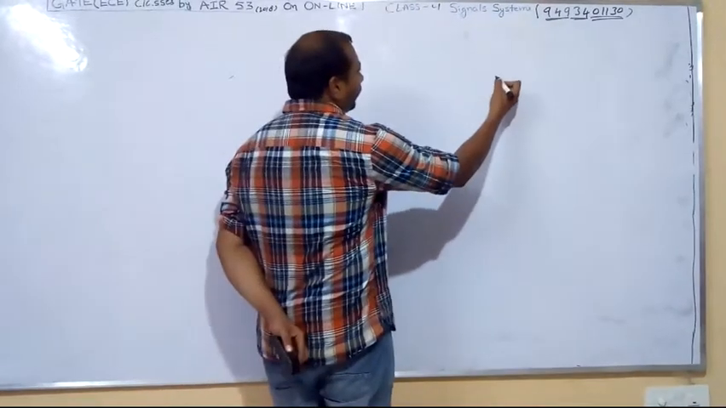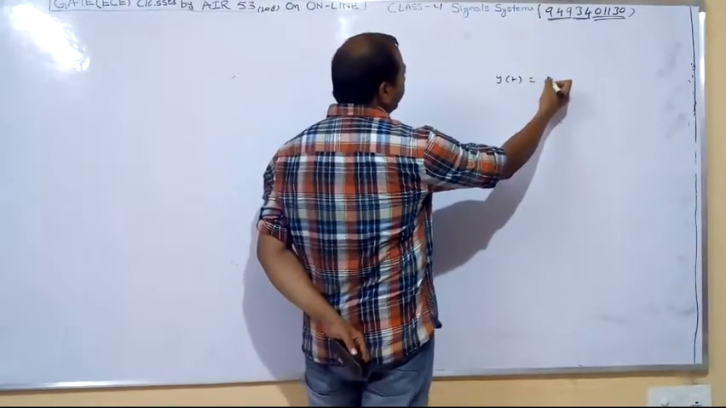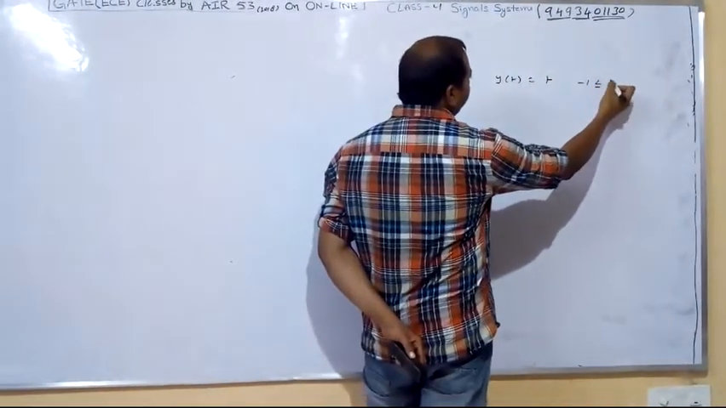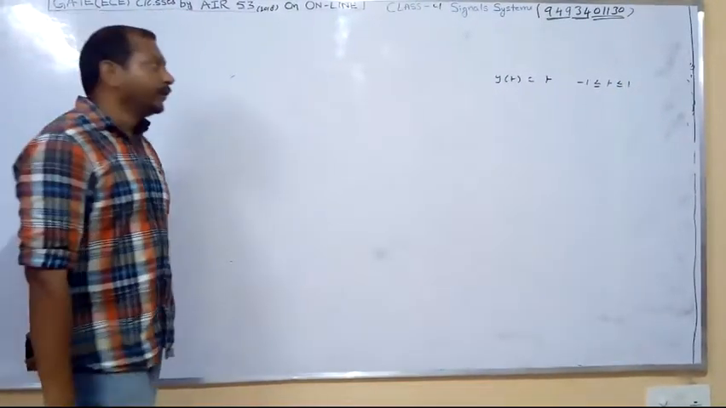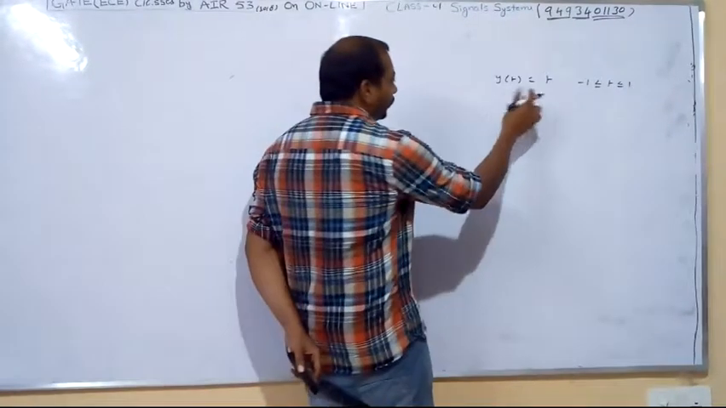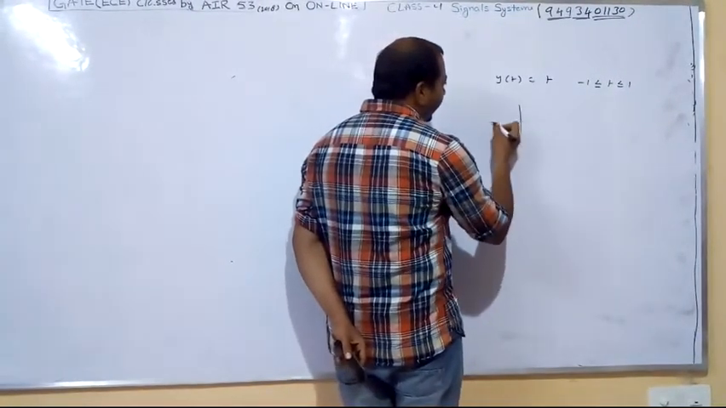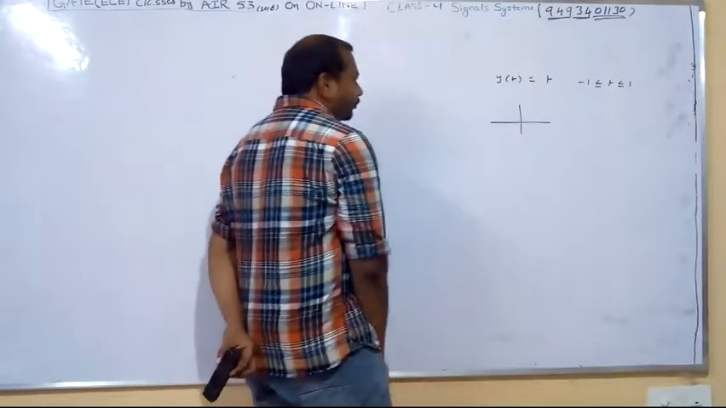What is the Fourier transform of the signal y of t equal to t, where t is from minus 1 less than or equal to t less than or equal to 1? So this t exists from minus 1 to 1. I am treating this as y of t equal to t. This is nothing but a straight line of the form y equal to mx with slope equal to 1.